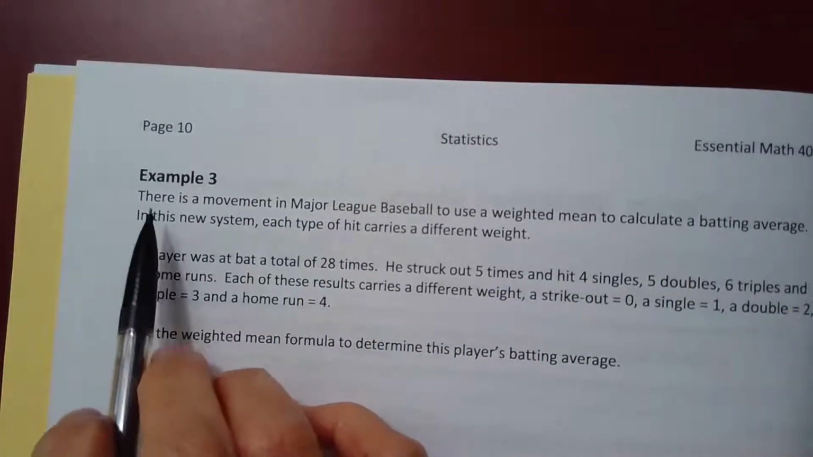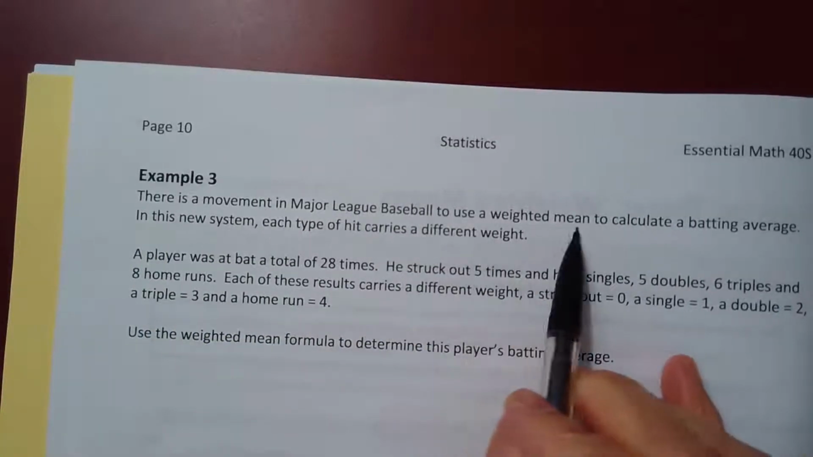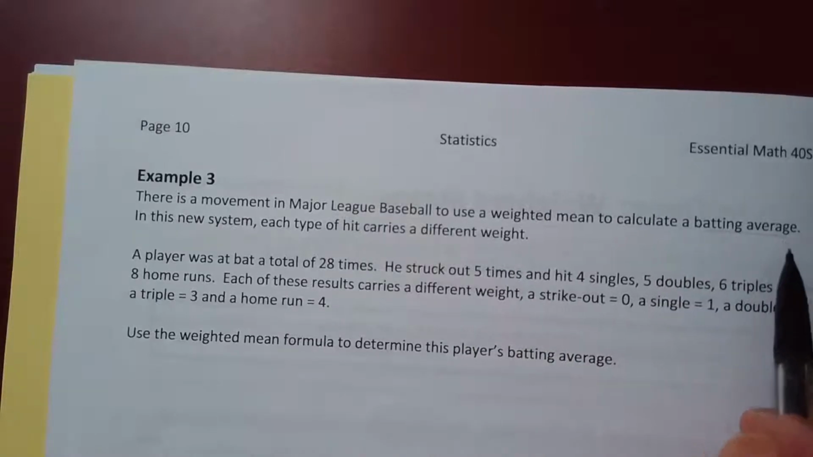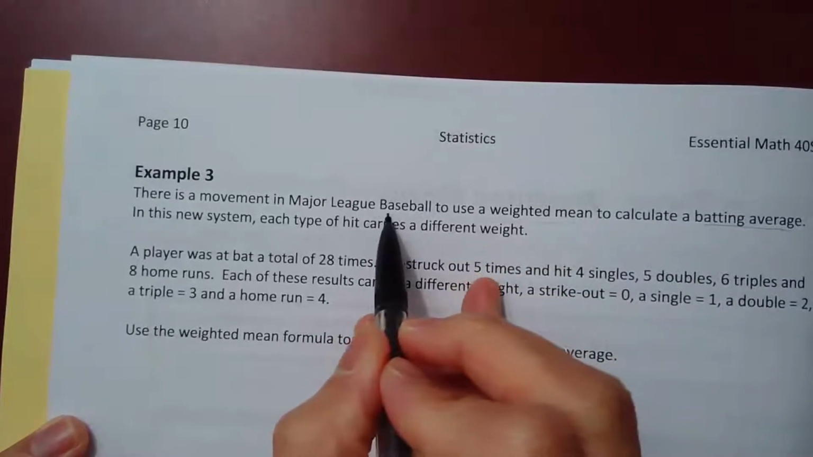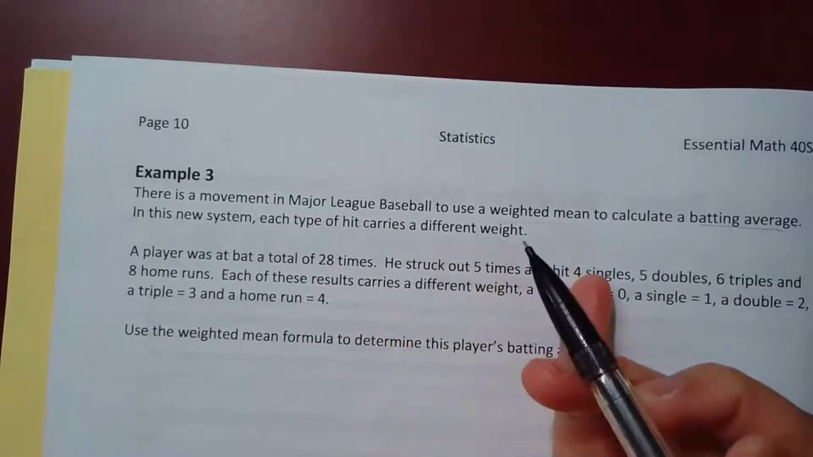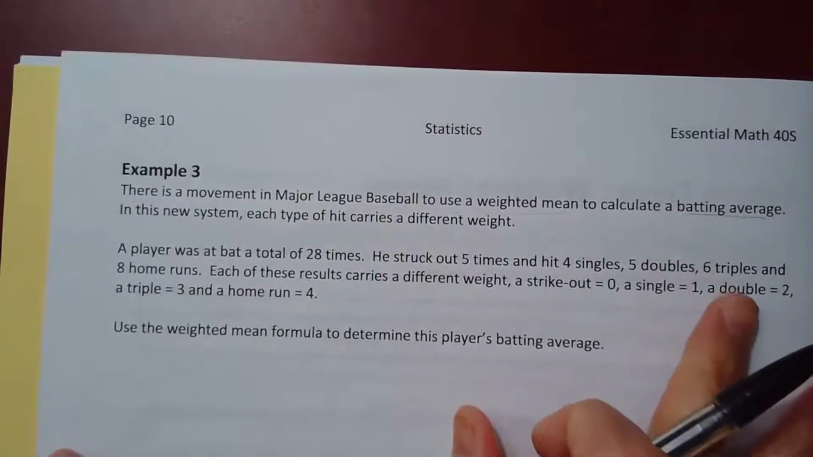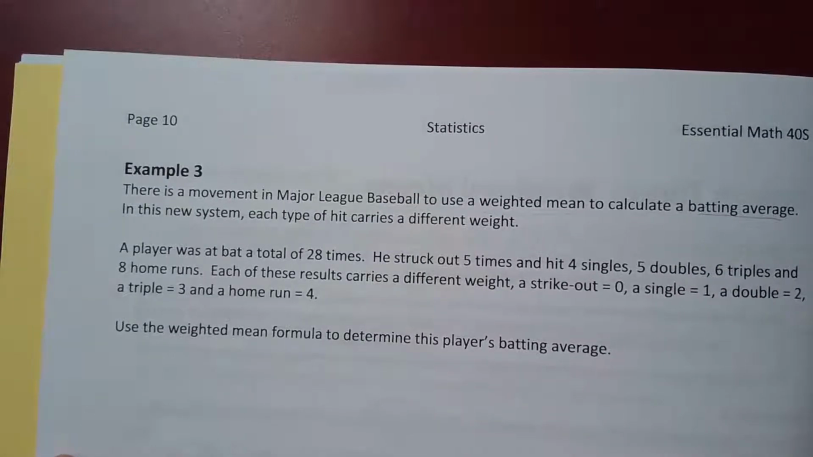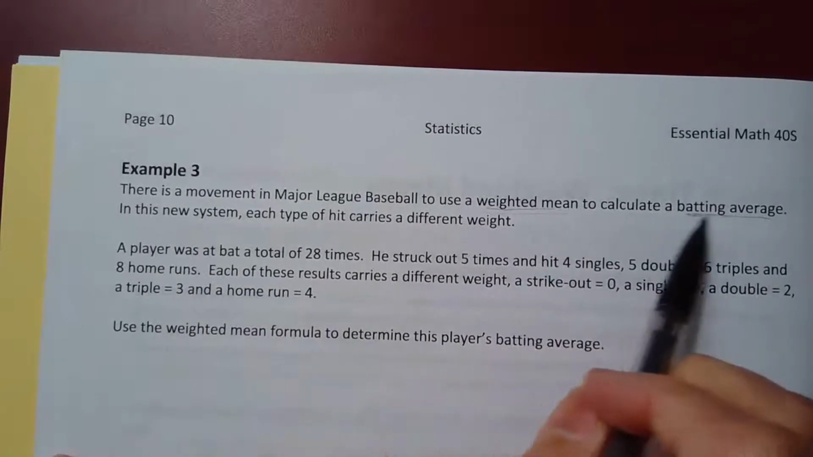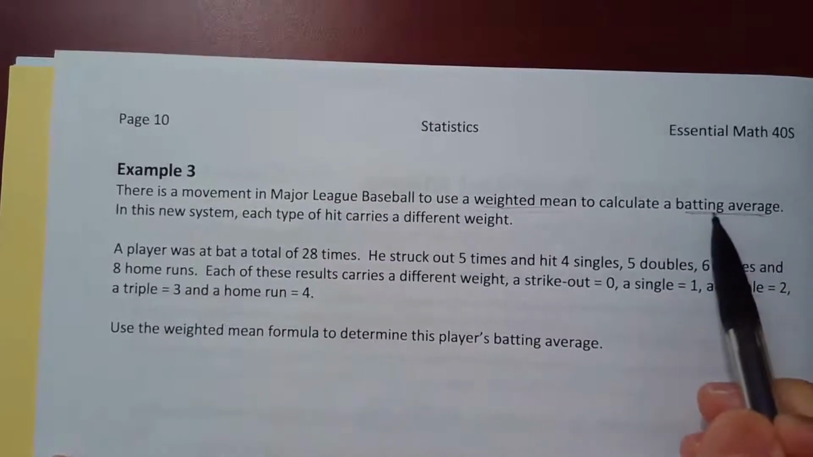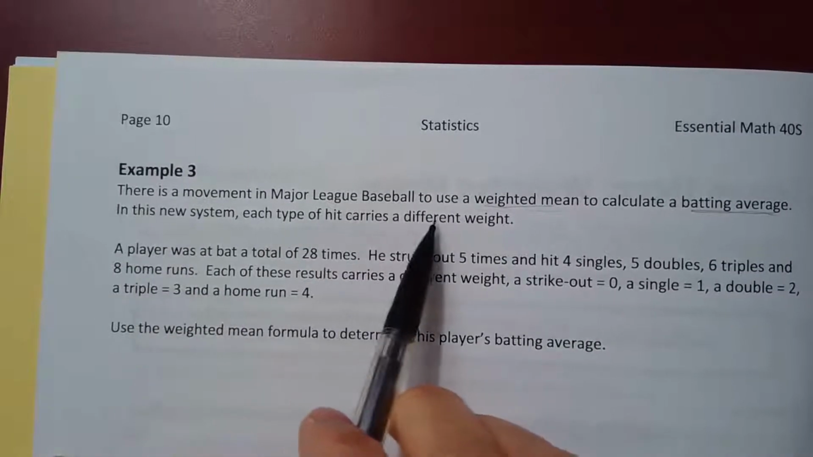It says here, there is a movement in Major League Baseball to use weighted mean to calculate the batting average. So this one here is talking about sports. And in sports, they keep the statistics of each player, meaning that's how they measure who's a good player and who's not so good. So they use the weighted mean to calculate the batting average. In this new system, each type of hit carries a different weight.